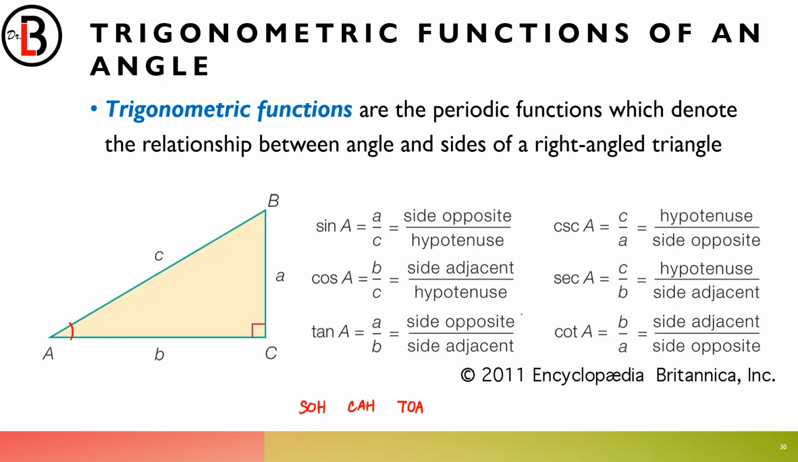Now, once you know the first 3 functions, the other 3 functions will just follow. Why? Because they are reciprocals of what you have. The tangent's reciprocal is cotangent, B over A. For cosine, which is B over C, the reciprocal is secant, which is C over B. And lastly, sine, which is A over C, has the reciprocal cosecant, which is C over A. So again, the reciprocal of sine is cosecant, of cosine is secant, of tangent is cotangent.